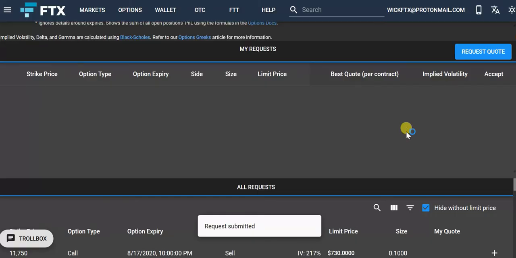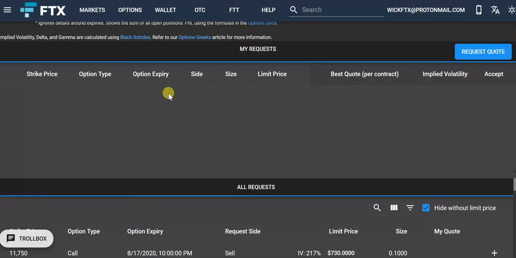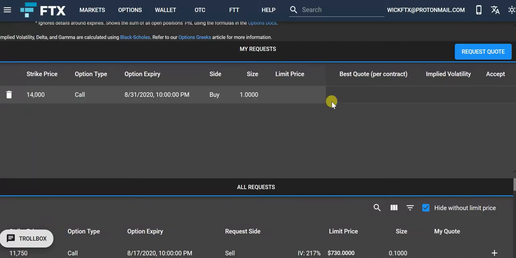Once you've placed your quote, FTX will show it within 10 seconds. That's what they normally say. Within 10 seconds, they will bring up your order. You can see it here. We're just waiting for the premium price it's going to ask you to pay.